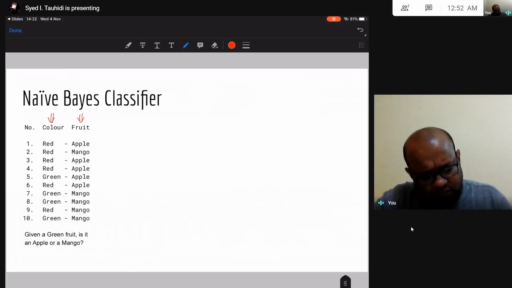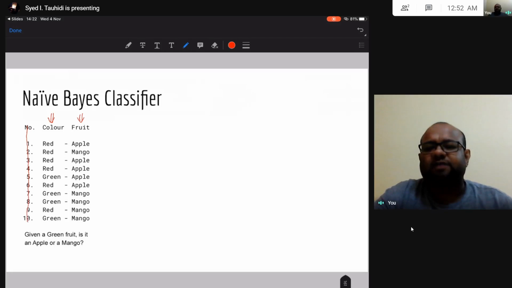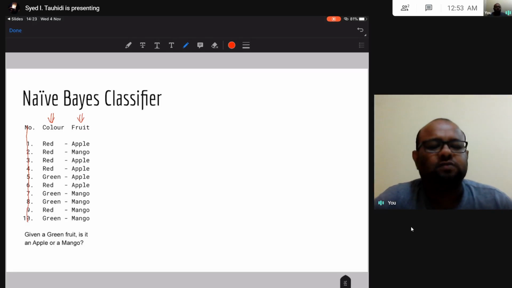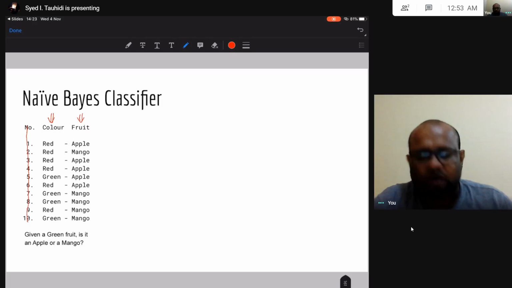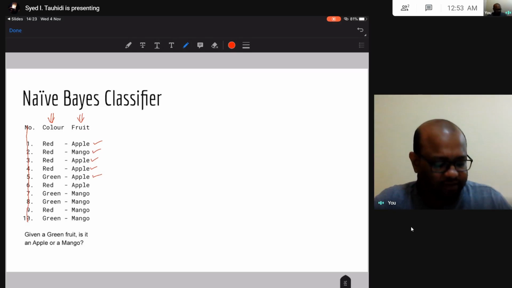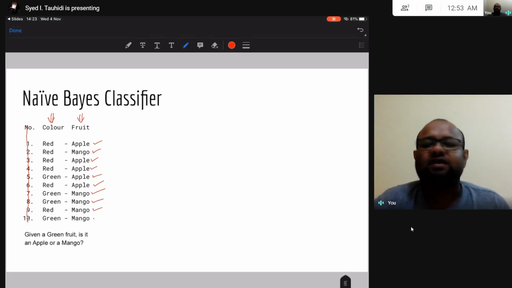There is one more column, serial number. This is something that is not going to influence my data analysis, and so I ignore this. So one feature, one target. The feature is the color of the fruit, and the fruit column gives me the name of the fruit. For example, this tells me that there is an apple which is red, a mango which is red, then another red apple, another red apple, a green apple, another red apple, a green mango, another green mango, a red mango, and yet another green mango.